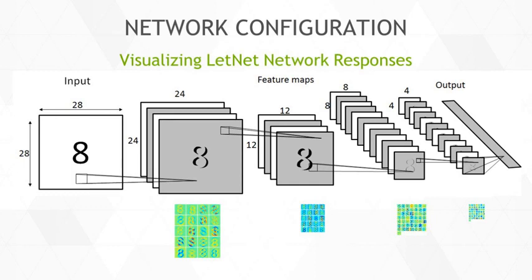It's really interesting if you want to compare the responses of different input images: here's what my responses look like for an 8, here's how different they look when I push a 1 through it, or maybe they look very similar in some cases. Yet the network is still able to accurately identify and say, oh, this is an 8, or this is a 1.